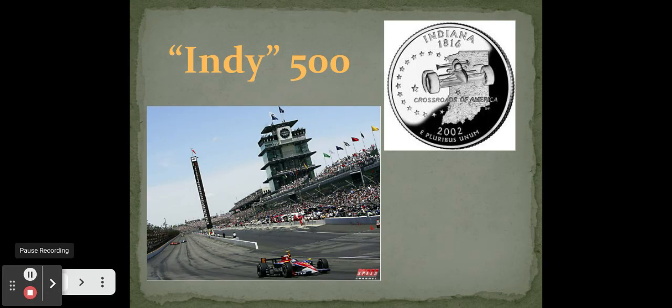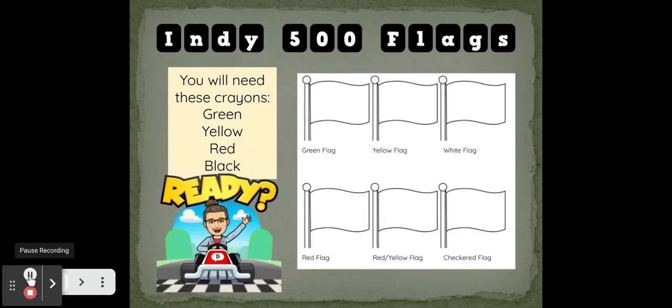Indiana is also known for the Indianapolis 500 or Indy 500, and it's even on the back of our quarters. So each state has their own quarter, and you'll notice that we have this race car on the back of our quarter. And so we're going to talk about some of the flags that happen in the Indy 500. Flip your paper over, and you're going to need green, yellow, red, and black. And we're going to talk about what each of those flags mean.